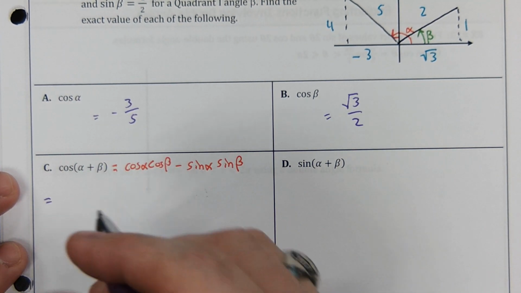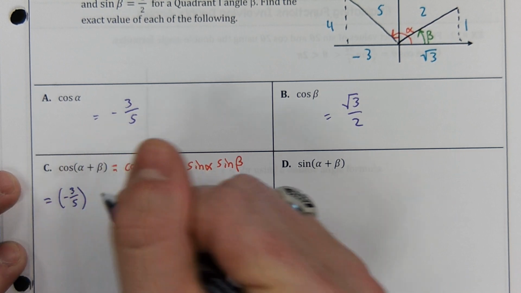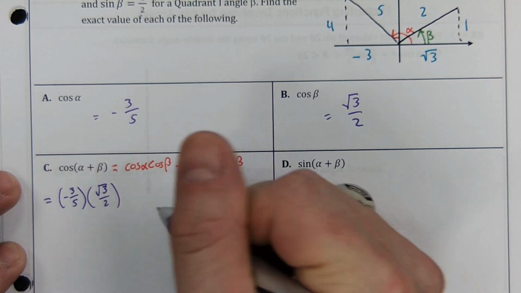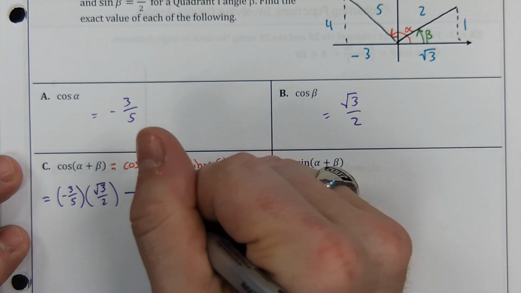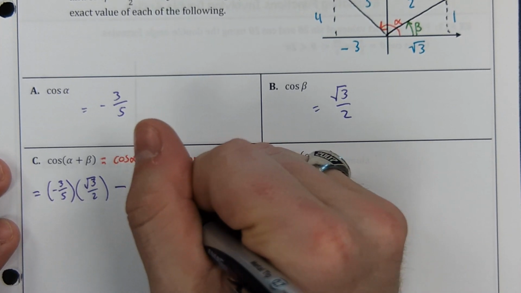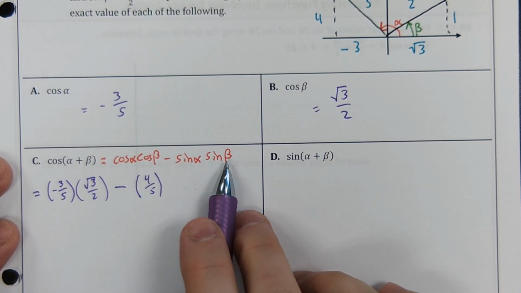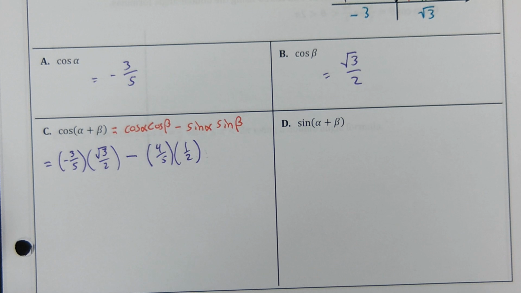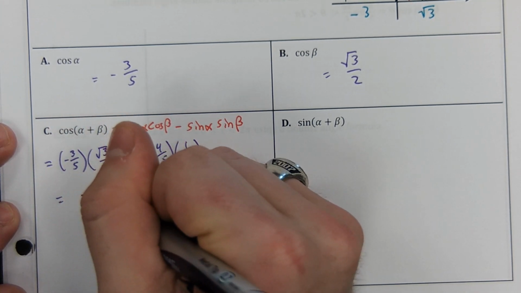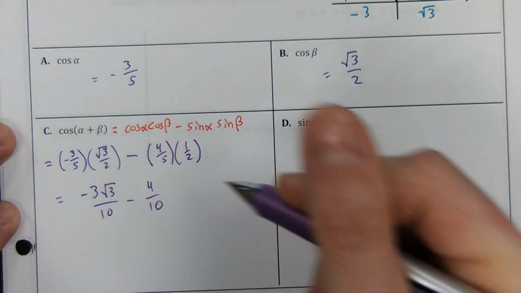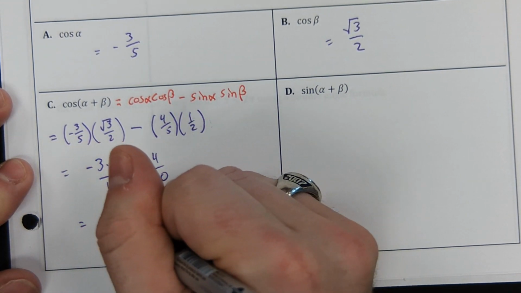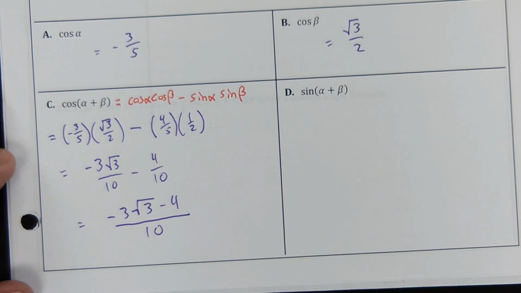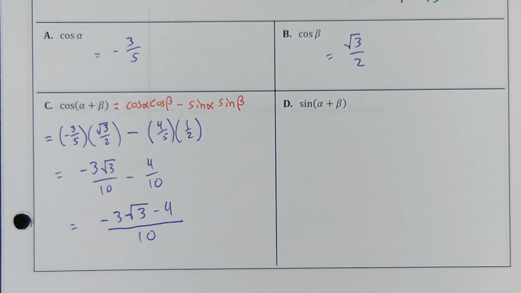Cosine of alpha is right there. Cosine of beta is right there. Sine of alpha was given to us in the words. It's 4 over 5. Sine of beta was given to us in the words. It's 1/2. The denominators will already be rationalized. So we just combine our fractions. Negative 3 root 3 minus 4 all over 10. Isn't that fun?